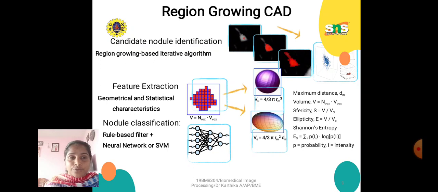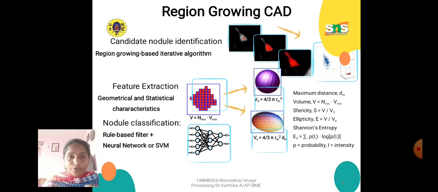See here the region growing with CAD. Candidate nodule identification is first applied. A region growing based iterative algorithm is applied here. The second one is feature extraction. Geometrical and statistical characteristics are extracted. And the third one is nodule classification. Here we use a rule based filter with neural network or support vector machine algorithm.